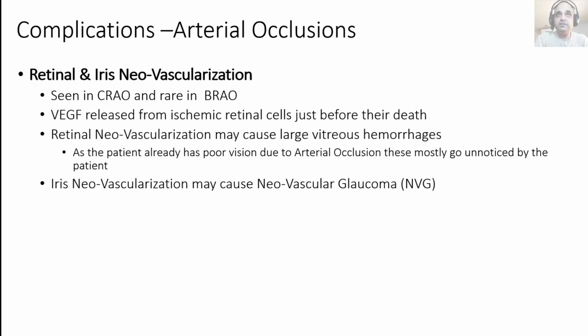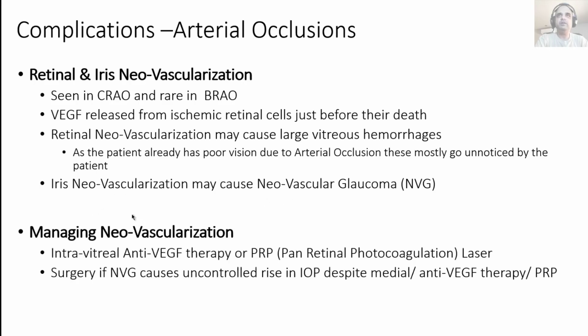Iris neovascularization can cause neovascular glaucoma. We have talked about neovascular glaucoma in diabetic retinopathy and in angle closure as well. So you can refer back to those sources if you would like to know more about what neovascular glaucoma is. Again, managing neovascularization is very similar to what we did when we were talking about neovascularization in diabetic retinopathy. You have intravitreal anti-VEGF therapy or PRP.